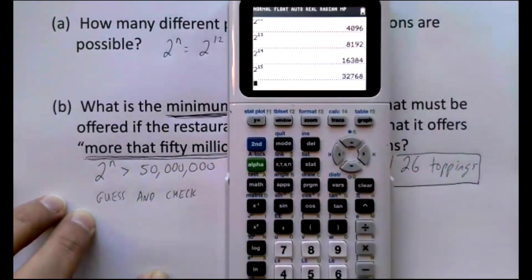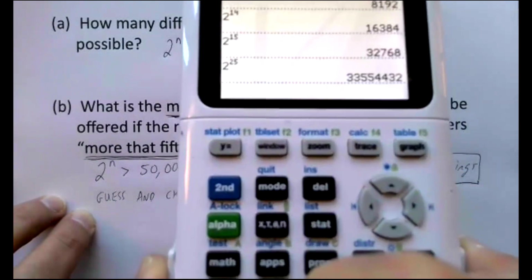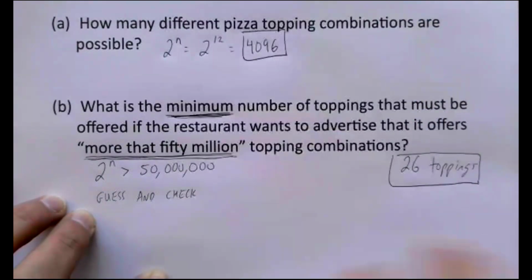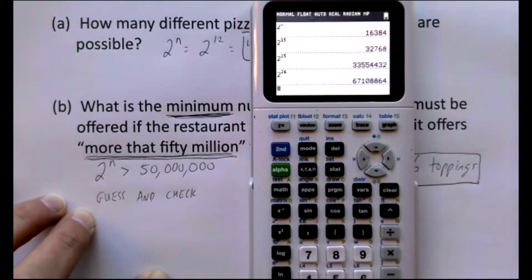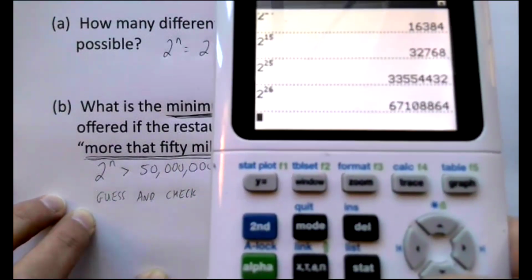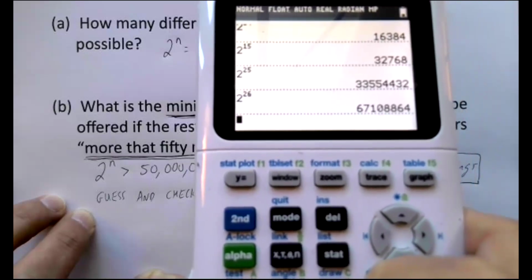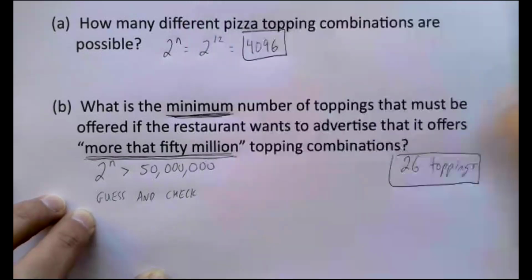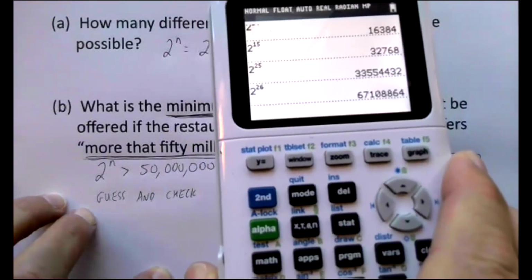Because if you kept going with the powers of 2, I did up to 15, but if you did 16, 17, 18, 19, 20, and so on, you get close when you hit 2 to the power of 25. You're at about 33 million right now, but that's not more than 50 million. 2 to the 25 gets close, but 2 to the 26 puts you over the top. 2 to the 26th power is 67 million something. That is bigger than 50 million. 26 is the first power of 2 that gets you more than 50 million. It gets you over that number. 2 to the power of 26.